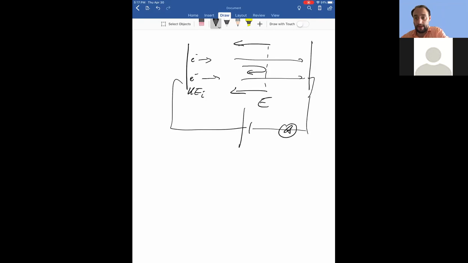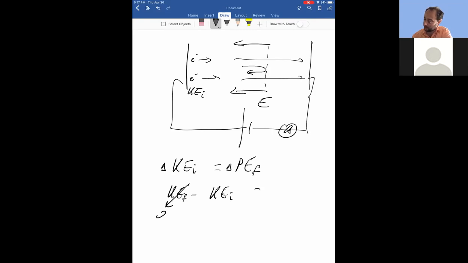So how do you measure from that the initial kinetic energy? You know that the initial kinetic energy becomes equal to the final potential energy. Really what it is: kinetic energy final minus kinetic energy initial, this is 0, equals potential energy final minus potential energy initial. So this is the change in potential energy.